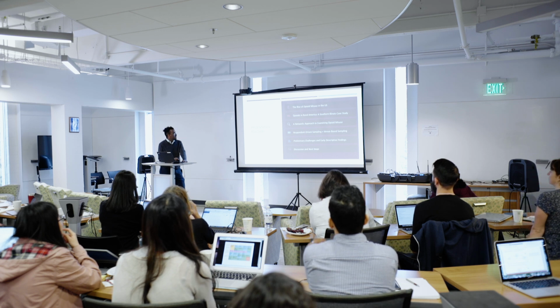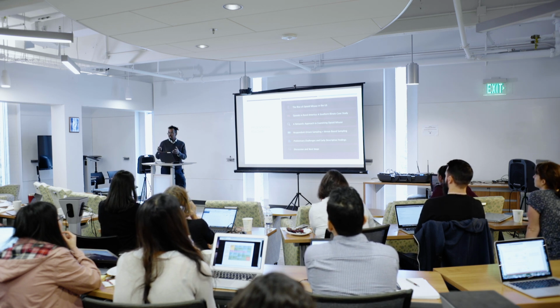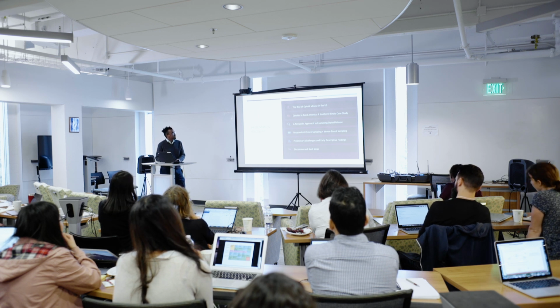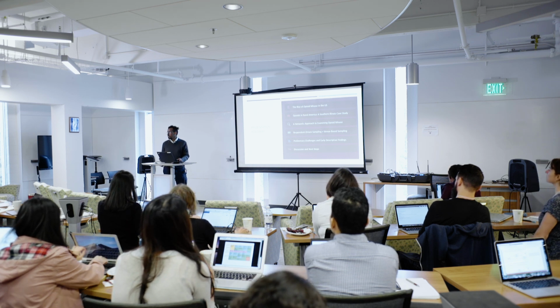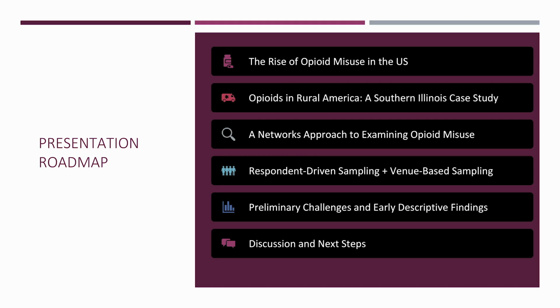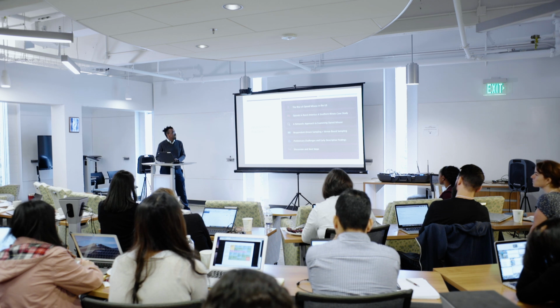Okay, so this is just a little bit of a roadmap for the presentation. I'm going to condense some of these things since I think we got some really good feedback and context in the last presentation. But first, I just want to set the stage a little bit, talking about the rise of opioid misuse in the US. And then I'm going to transition to looking at the surge in opioids in rural America, again focusing on this Southern Illinois case study. A lot of what I'm going to discuss today is really going to be centered around methods, in terms of what we did in recruitment and some of the challenges that we had there. This is going to focus on RDS, which we just talked about extensively. And then we're also going to talk a little bit about venue-based sampling, which some of you may be familiar with, most of you. Then we'll wrap up with a discussion of some of the challenges and some of the early descriptive findings, and I'll end with some of the next steps and some of the different adjustments that we've been trying to make in the field.